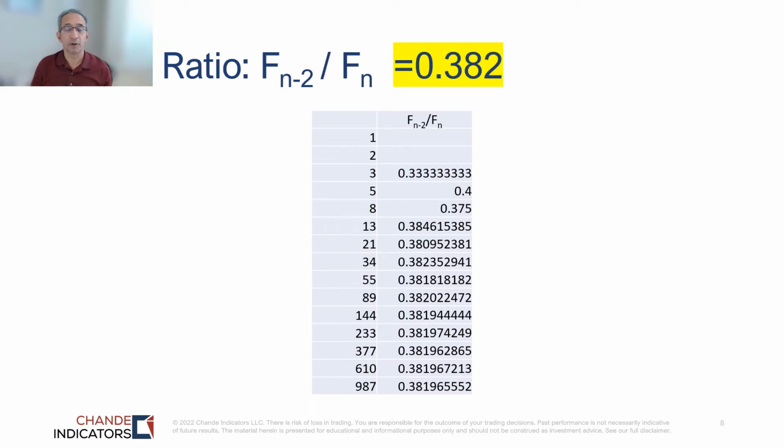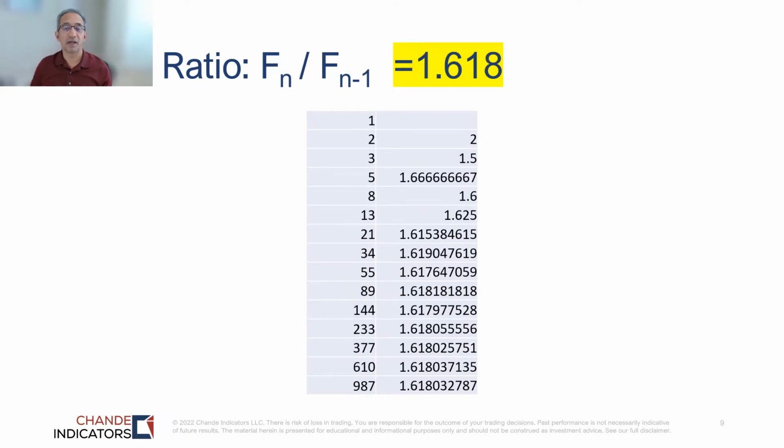On this slide, we'll look at the ratio of fn minus 2 divided by fn, and you see that ratio stabilizes at 0.381, and we'll use 0.382 as our reference. Now here we are looking at the reverse of the previous two slides. We're looking at the ratio of fn divided by fn minus 1. So 2 divided by 1 is 2, and then 3 divided by 2 is 1.5, and so on. And that ratio stabilizes to 1.618.